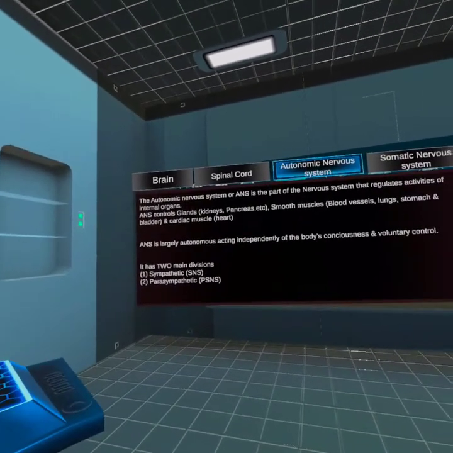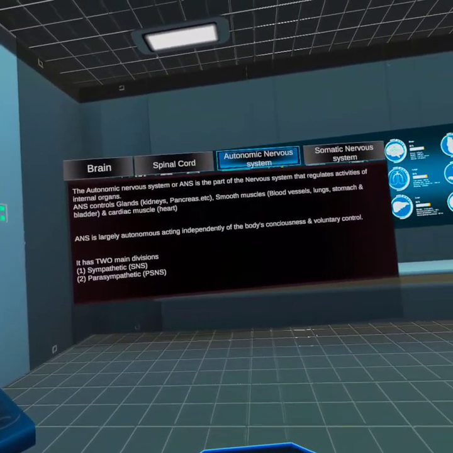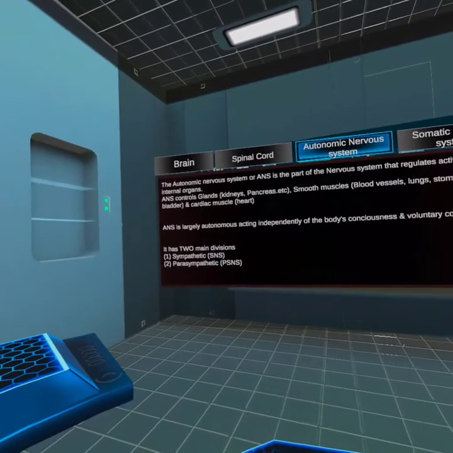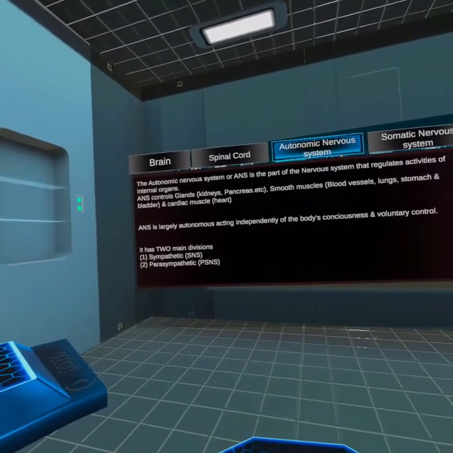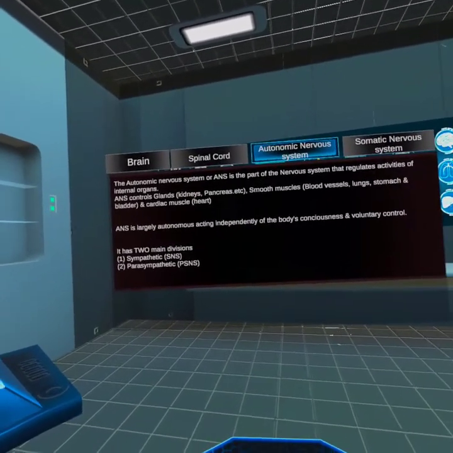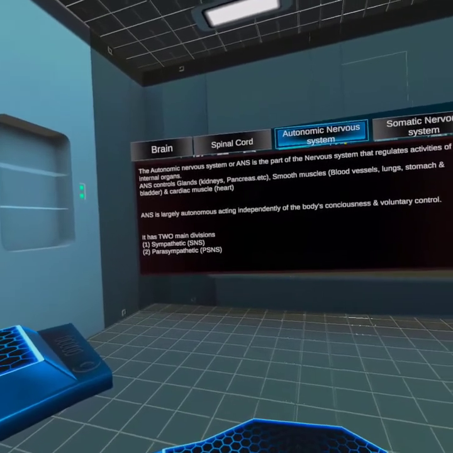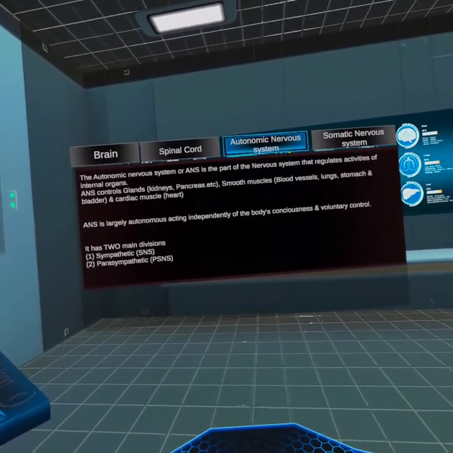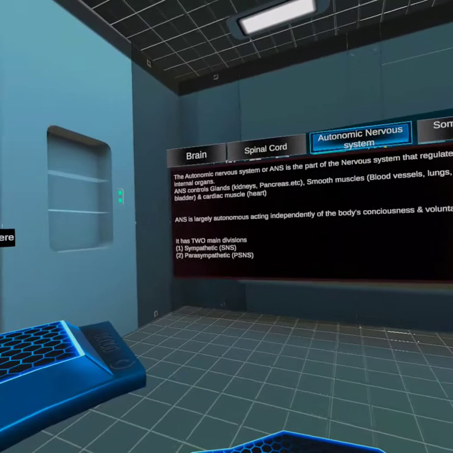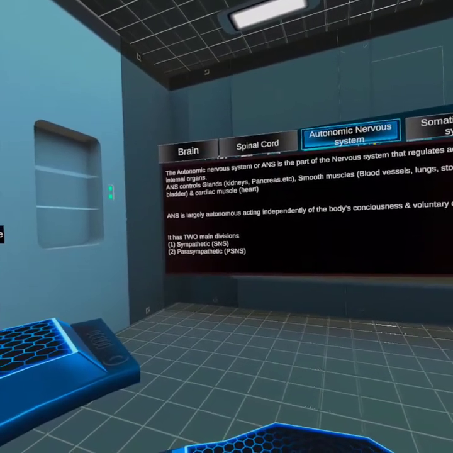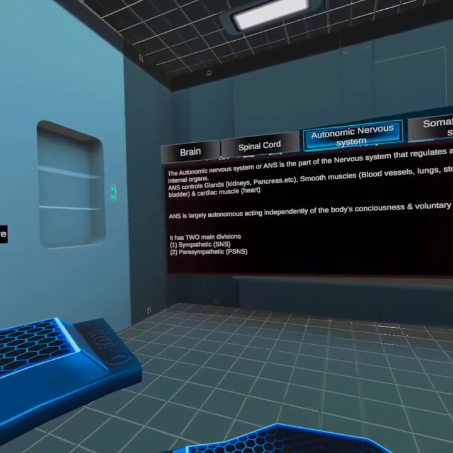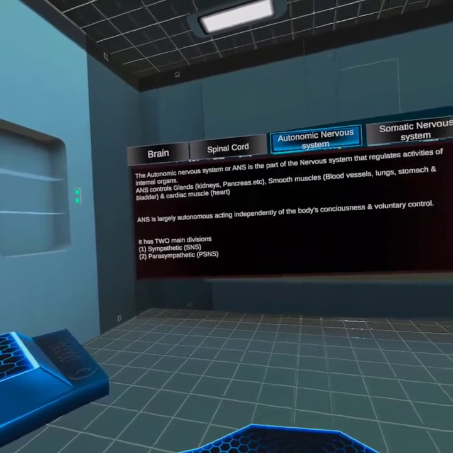The autonomic nervous system or ANS is the part of the nervous system that regulates activities of internal organs. It controls glands, smooth muscles and cardiac muscle. It is largely autonomous, acting independently of the body's consciousness and voluntary control. The autonomic nervous system has 2 main divisions: sympathetic nervous system and parasympathetic nervous system.